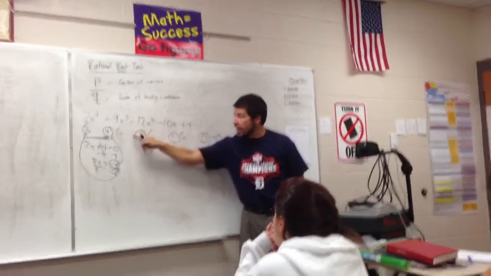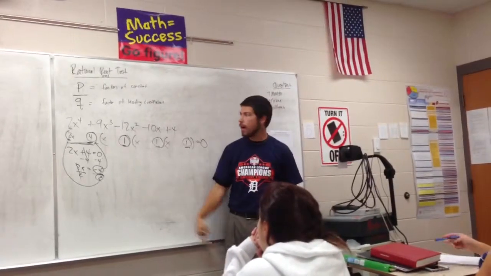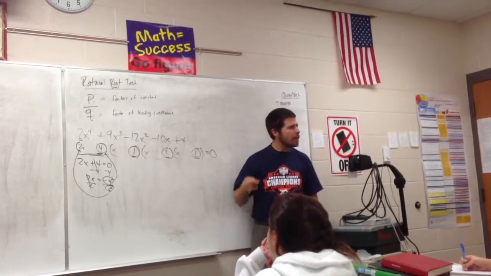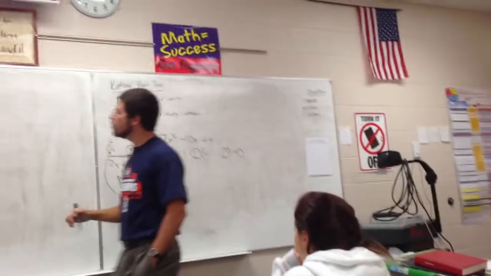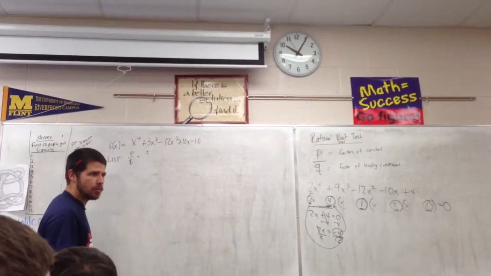How about negative, negative, positive, positive? Would that work? Yeah. What about positive, negative, positive, negative? Would that work? Yeah. You see my point? You don't know what the signs are. So what I want to do is write plus or minus all of the factors.